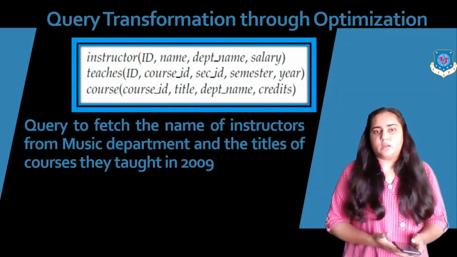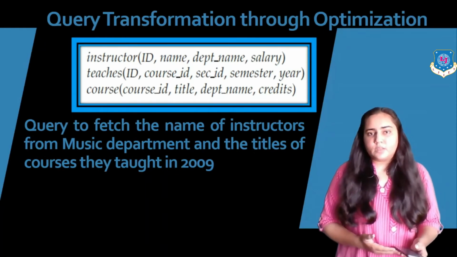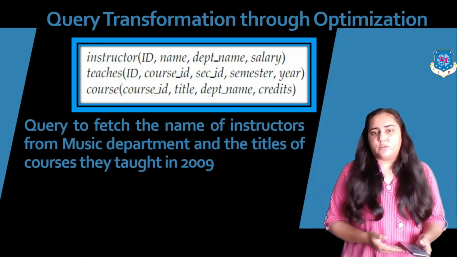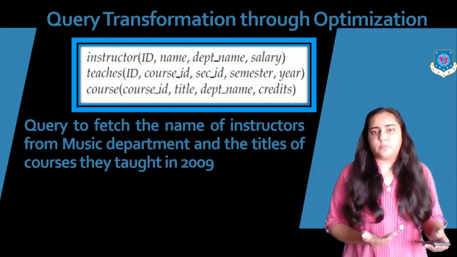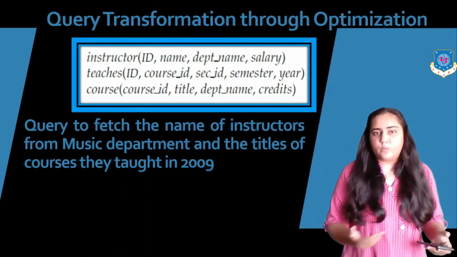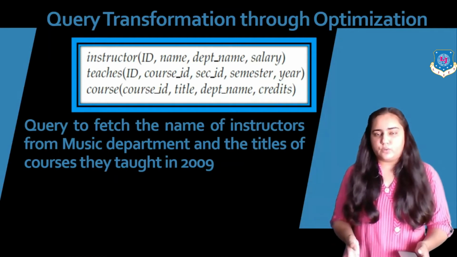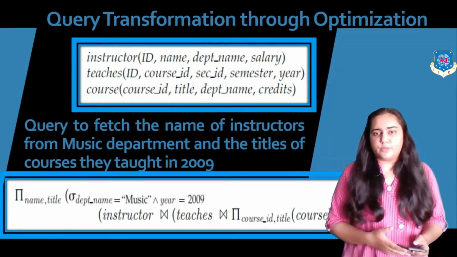That is, query to fetch the names of instructors from music department and the titles of courses they taught in 2009. So we are given 2 things: the year 2009 and the department music. What we need to fetch is names of instructors and titles of the courses. So the query can be written like this in relational algebra.